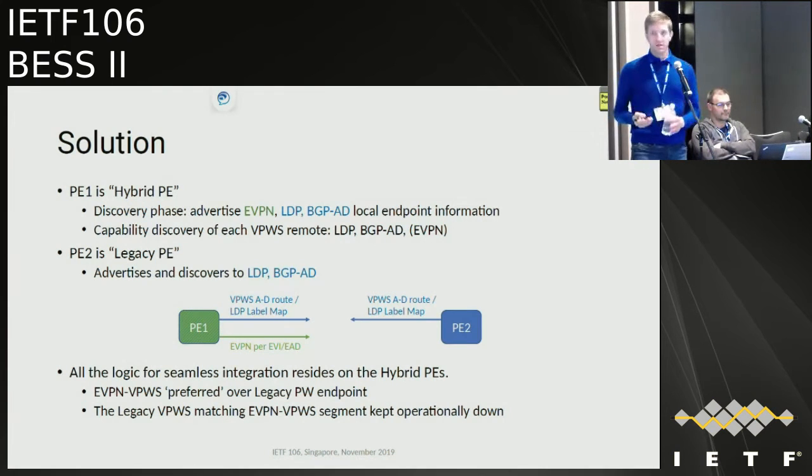The idea behind this draft is that all of the logic for seamless integration resides on the hybrid PEs. The underlying principle is that the legacy PE, in blue here, requires as close to zero touch as possible. And in this draft, very similar to 8560, we define a preference of EVPN VPWS over the legacy pseudowires, be it LDP or BGP AD, for bringing up sessions. As part of that, the legacy pseudowire that matches this new EVPN VPWS segment is kept admin down or operationally down.